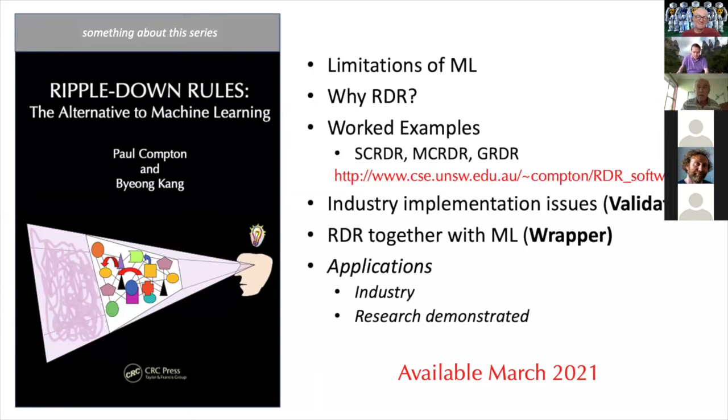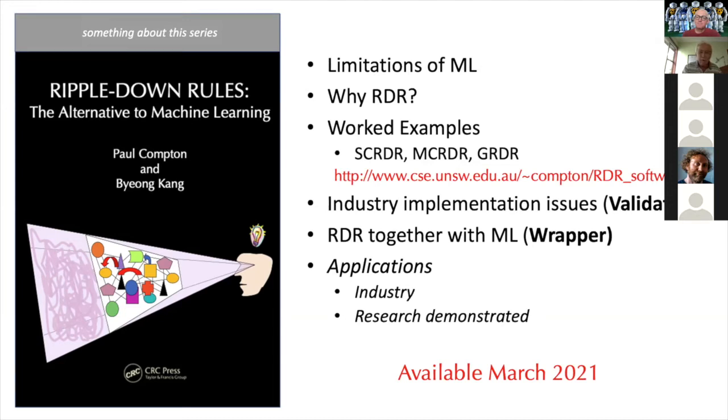Now, what it's going to cover is limitations of machine learning, why ripple down rules, but the bulk of the book is worked examples on three of the major types of RDR with about 100 screenshots based on demo software available on my CSC homepage, which to make very accessible, I foolishly wrote in VBA for Excel. People will know why that was foolish. There's also a discussion of implementation issues such as validation and how you combine machine learning and ripple down rules. And there are two appendices describing applications.